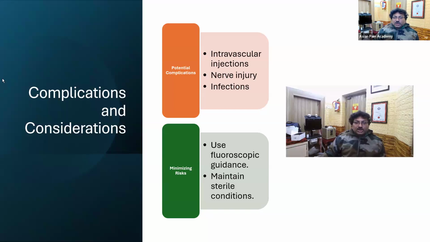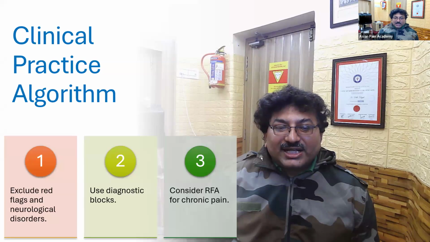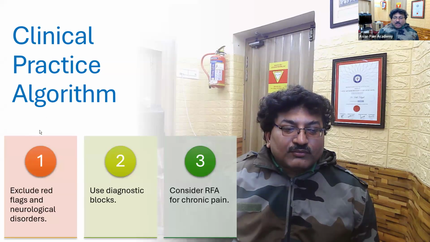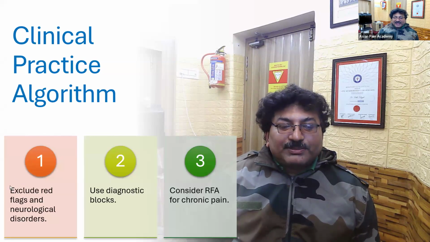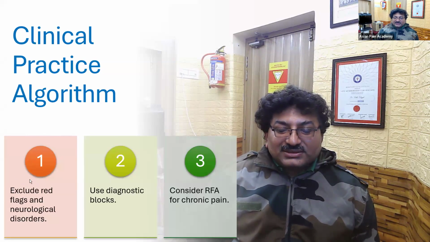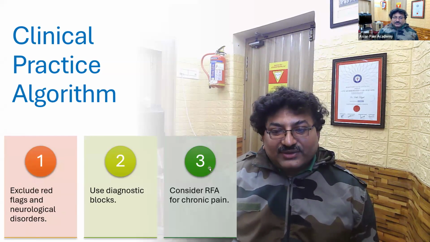Now coming to the important considerations and complications. What are the potential complications? There could be intravascular injection, there could be nerve injury, there could be infection if not properly done. So we need to use fluoroscopic guidance and maintain sterile aseptic precautions. How are we going to approach the patient? First, exclude the red flags. If there are any neurological signs or any other disorders, we have to rule them out. Go for the diagnostic blocks and go for the RFA if the patient has chronic pain.